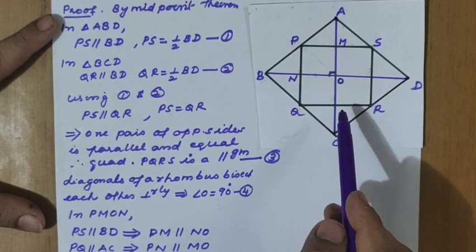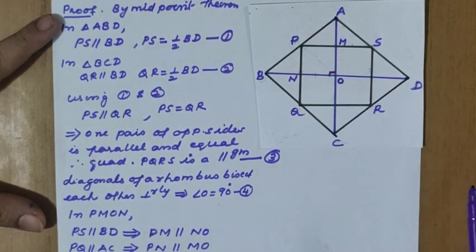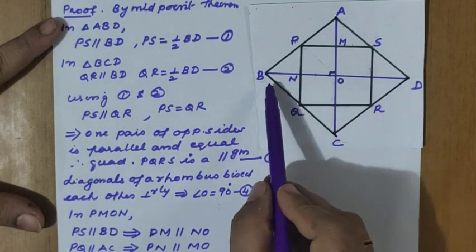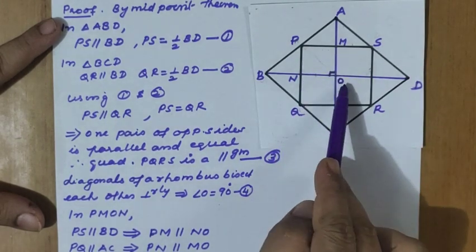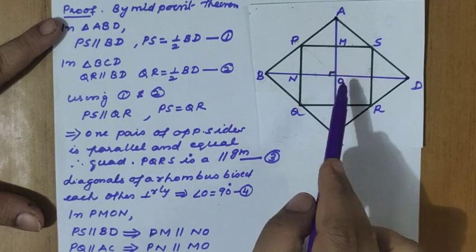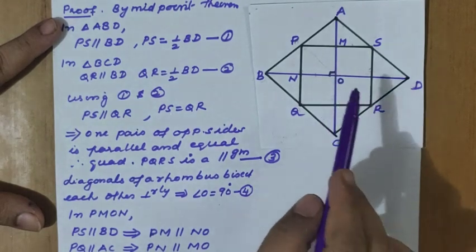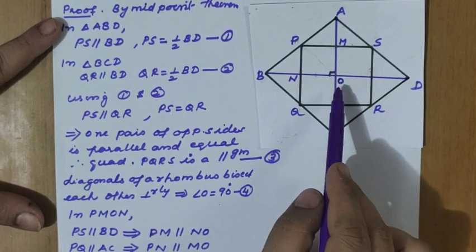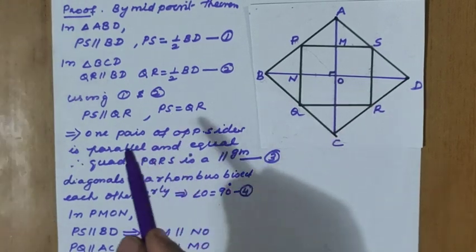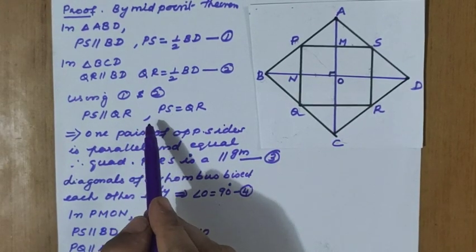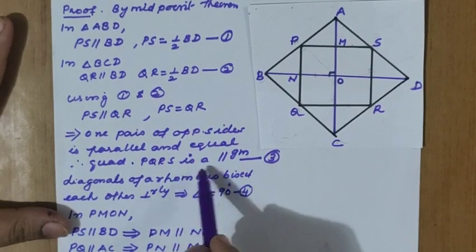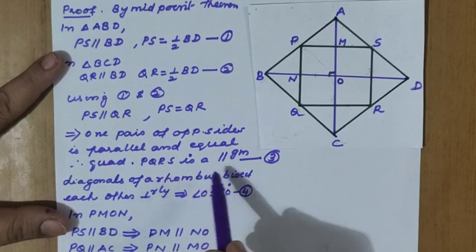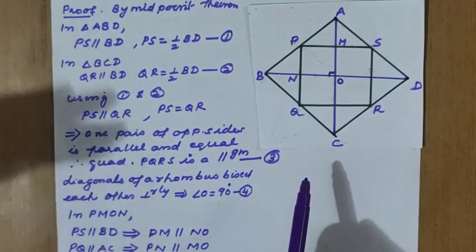ABCD is a quadrilateral rhombus and PQRS is a rectangle, we have to prove. As usual, it's the midpoints we have joined there. So we have joined the diagonal BD. Now we are using midpoint theorem. PS parallel to BD and PS equal to half BD. Similarly, QR parallel to BD, QR equal to half BD. This shows that PS parallel to QR, PS equal to QR. One pair of opposite sides is equal and parallel, therefore PQRS is a parallelogram. So the first step is over.